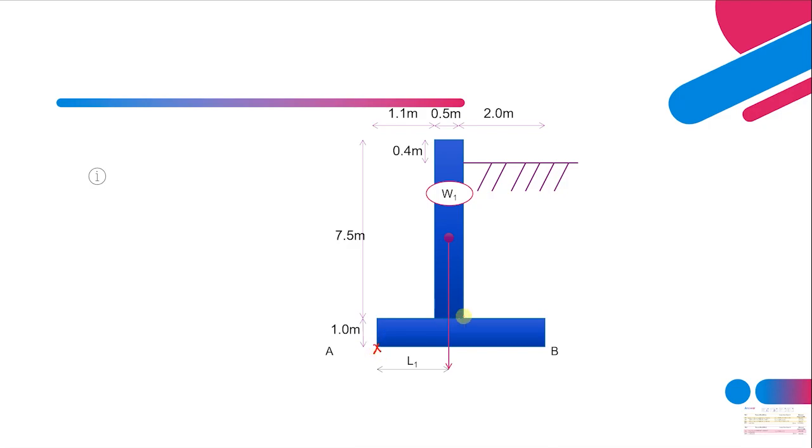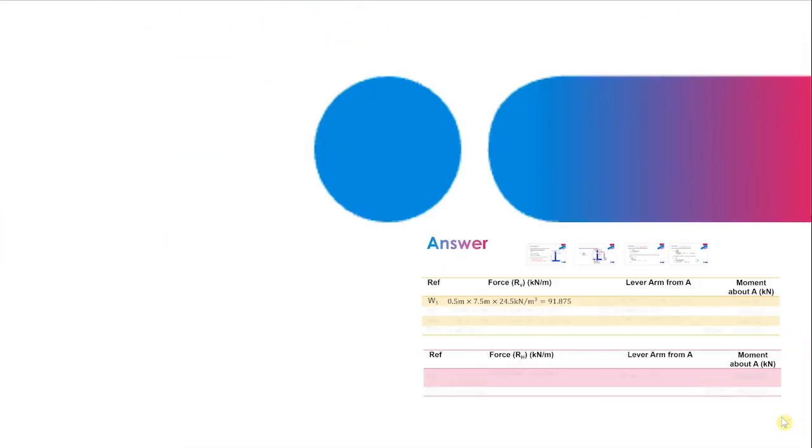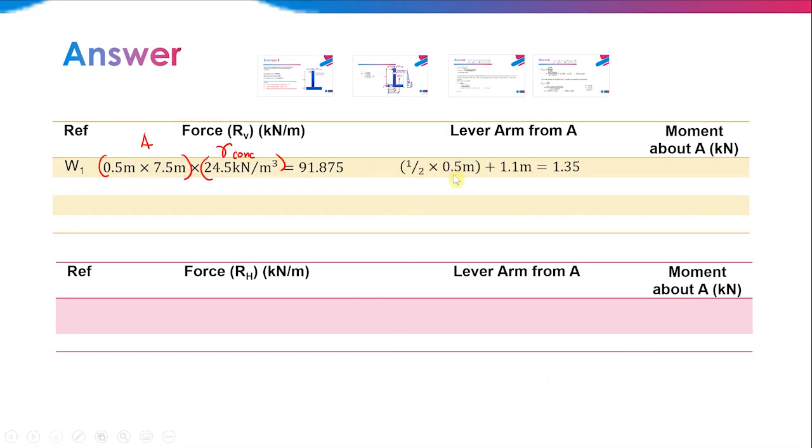So 0.5 divided by 2, plus 1.1. Because you want to get the distance, this plus the distance of this one. So 1.1 here. And 0.5 over 2 is 0.25 plus 1.1. You get half times 0.5 plus 1.1, 1.35. And then to get the moment, just multiply 91.75 times 1.35, you will get its moment value.